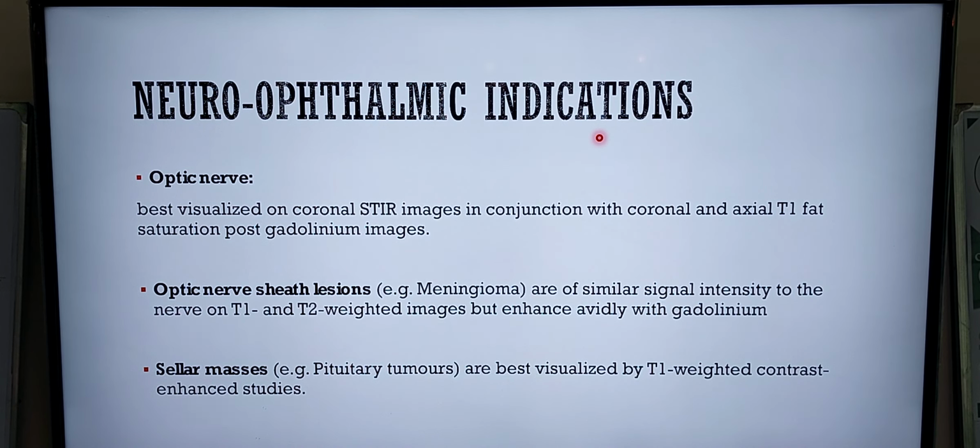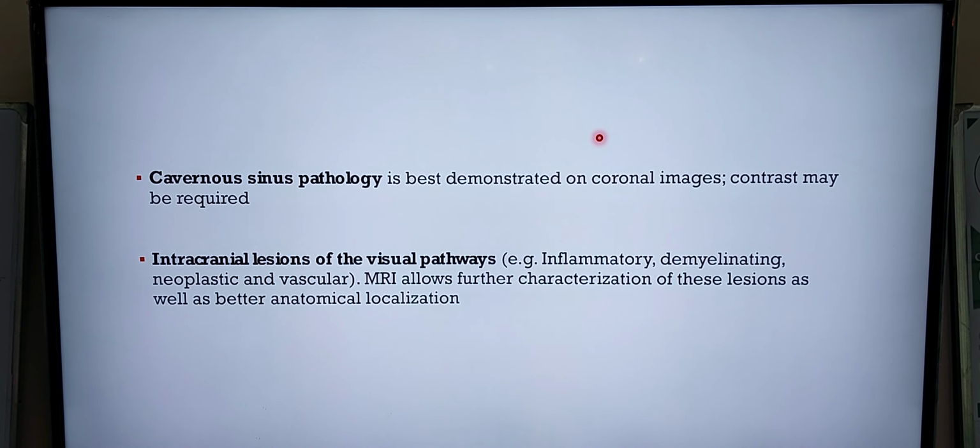Cellular masses like pituitary adenomas and other tumors are best visualized by T1 weighted contrast enhanced studies because in that the CSF is not enhanced. Cavernous sinus pathology is best demonstrated on coronal imaging, and contrast may be required for this. For intracranial lesions of the visual pathways like inflammation and demyelination, as we discussed, MRI is the best technique.